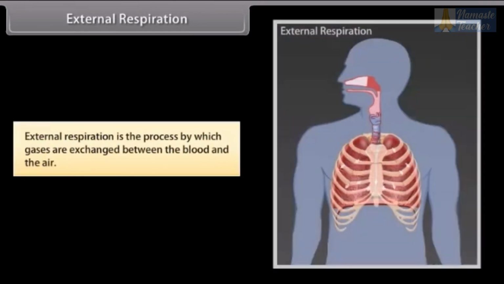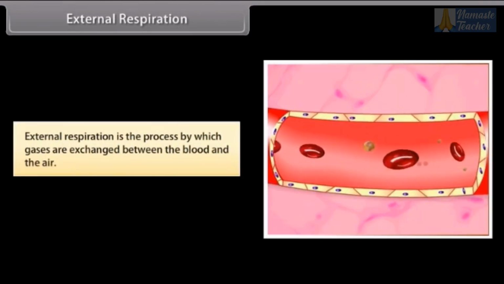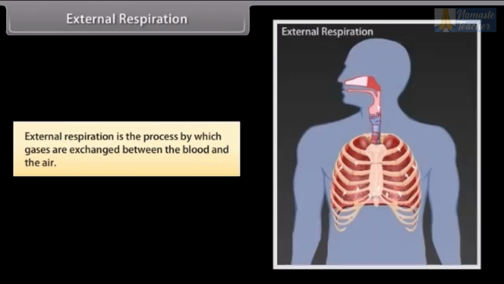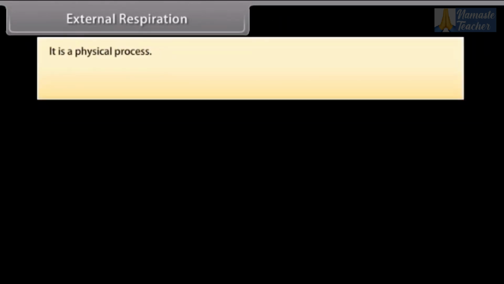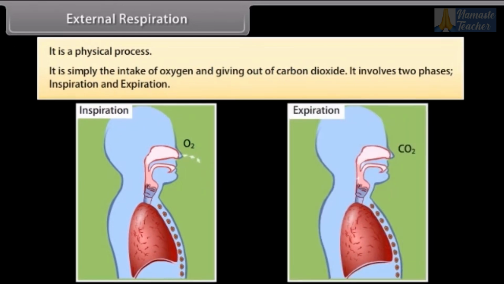External respiration. External respiration is the process by which gases are exchanged between the blood and the air. It is a physical process. It is simply the intake of oxygen and giving out of carbon dioxide. It involves two phases, inspiration and expiration.